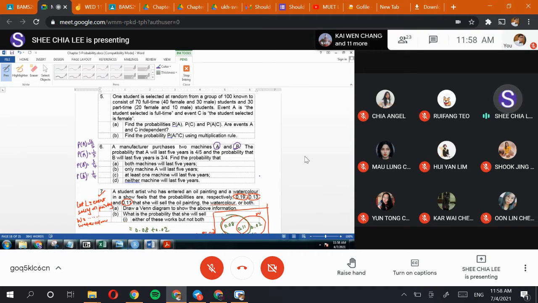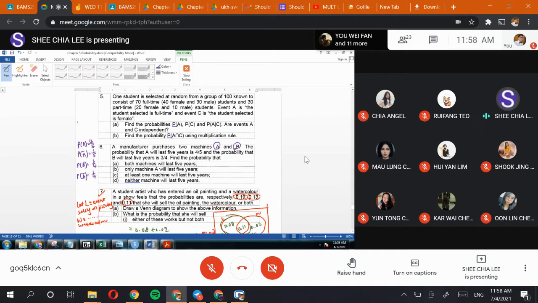Unless they tell you machine A actually depends on machine B. If machine B breaks down, machine A must break down, something like that. Then it is dependent. But for this one, no lah. It is actually two different machines, they operate separately. So that's why A and B are actually independent.